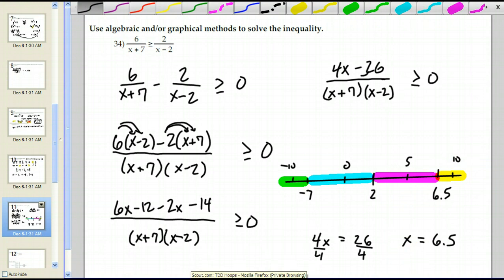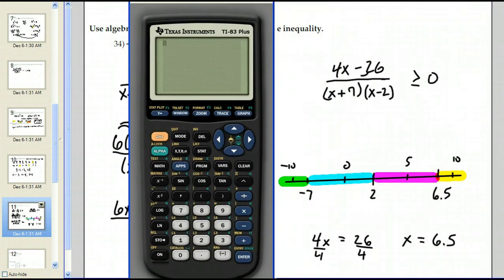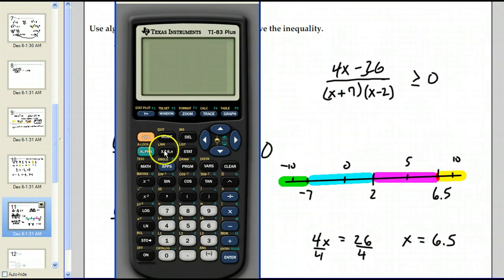And I'm going to plug each one of these numbers into this expression. Now, a way that you can do that, what I like to do all at once, is go to your list, your stat menu, your editor. Alright, I'm going to clear out list 1 here.